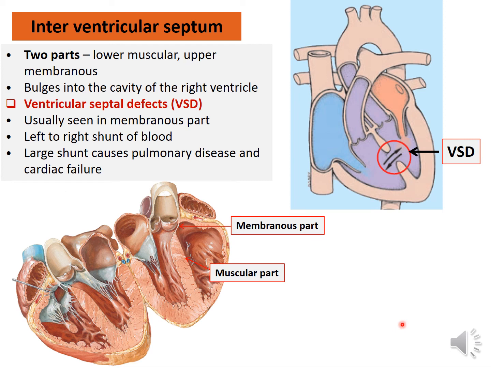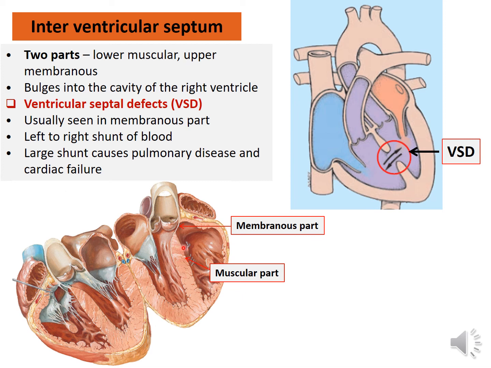Interventricular septum. Here you can see a section through the heart where you can see the right ventricle and left ventricle. Between the two ventricles you can see the interventricular septum. The septum has two parts. The lower muscular part, this one I labeled here. The upper thin portion is called the membranous part, and it is not straight in position. The interventricular septum bulges into the cavity of the right ventricle.